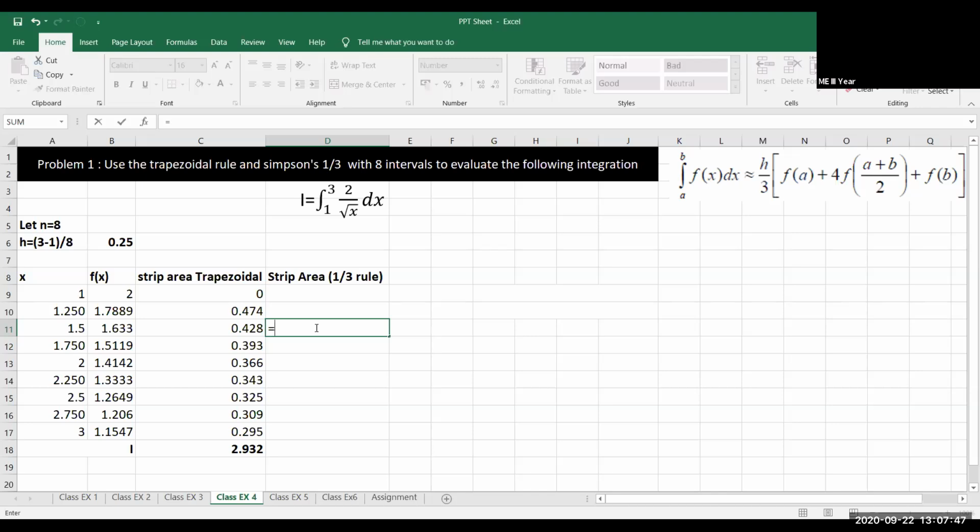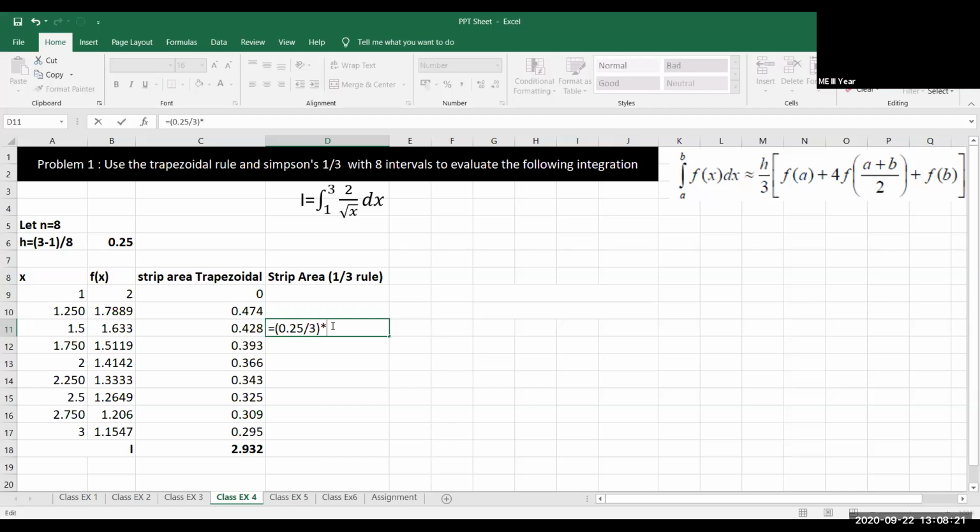After that, just apply the delta value. So delta value is nothing but the h value, 0.25, divided by 3. You have to put it in brackets, otherwise many times the multiplication sign causes problems. You follow the formula. What formula is written there? Just the same, h by 3. So I have written h by 3 here.